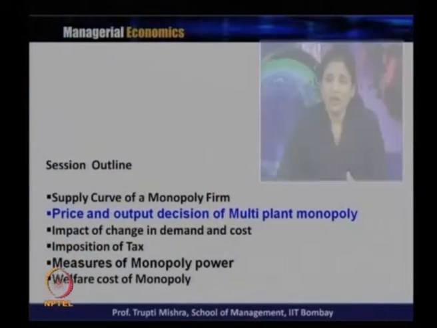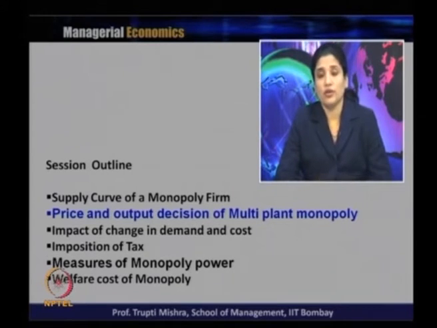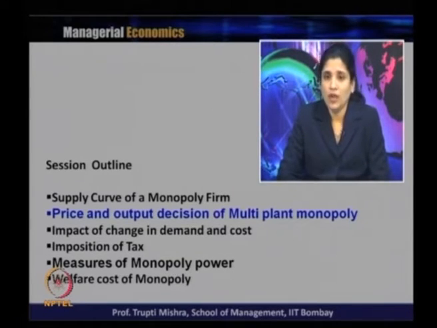So in this particular session we will talk about the supply curve of a monopoly firm. Then we will take a case of a multi-plant monopoly and see how the price and output decisions are made. Then we will talk about the impact of change in demand and cost. Then we will talk about the imposition of tax, who gets the burden of tax, whether it is buyers or sellers. Then we will talk about the different methods and measures of monopoly power, and then the welfare cost of monopoly. To start with, we will start our discussion on the supply curve of monopoly.